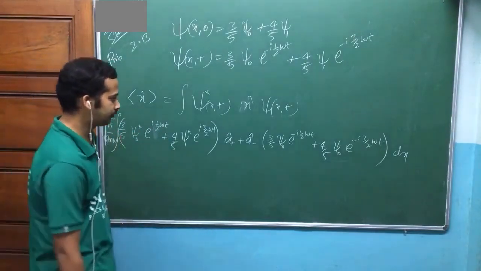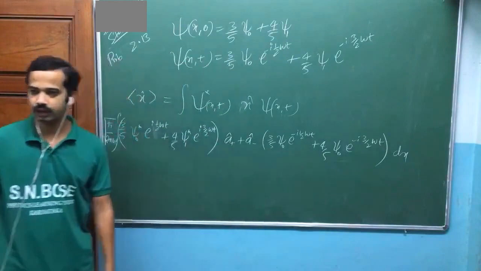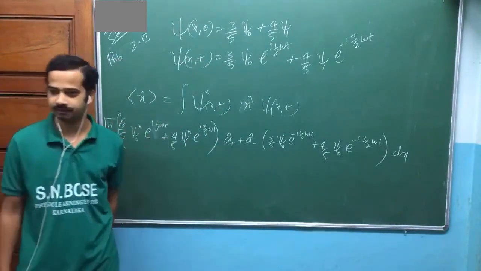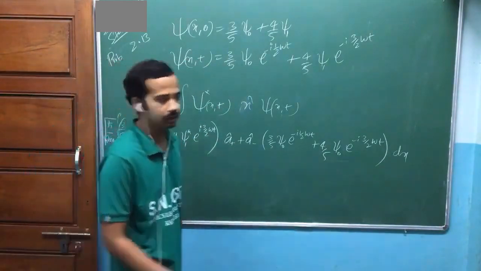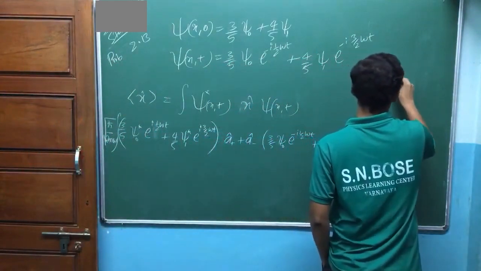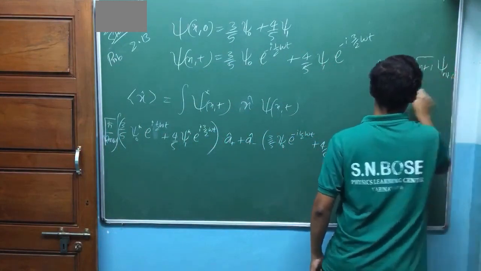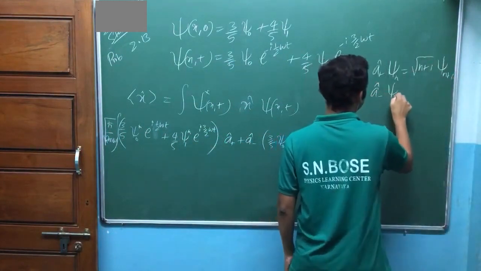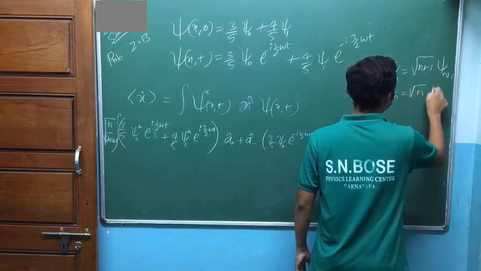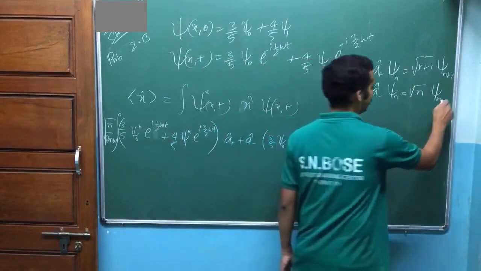Now observe carefully. When you operate a plus on psi naught, you will get the psi 1 state, root 1 into psi 1. You should remember this: A plus cap operating on psi n is equal to root of n plus 1 times state n plus 1. A minus operating on psi n is equal to root n into psi n minus 1.